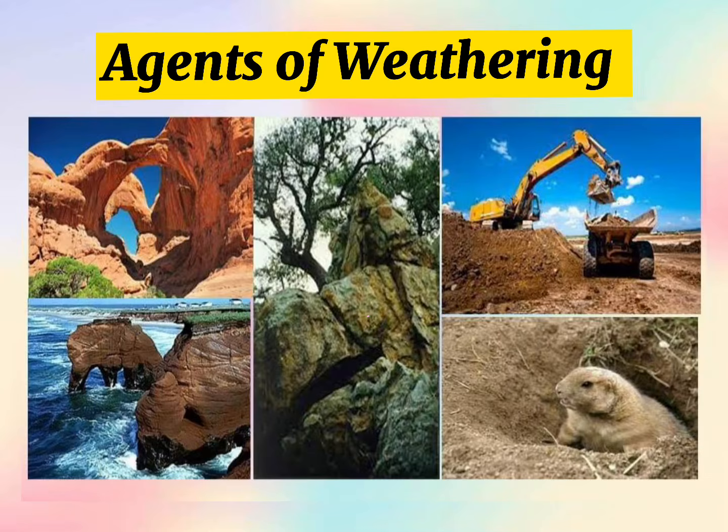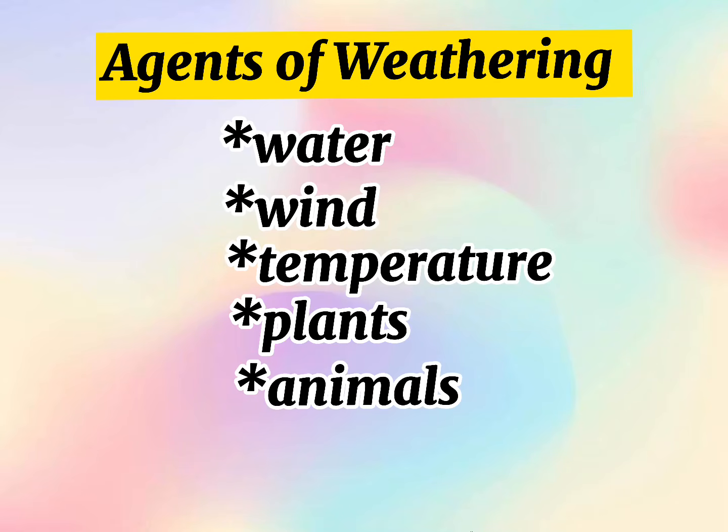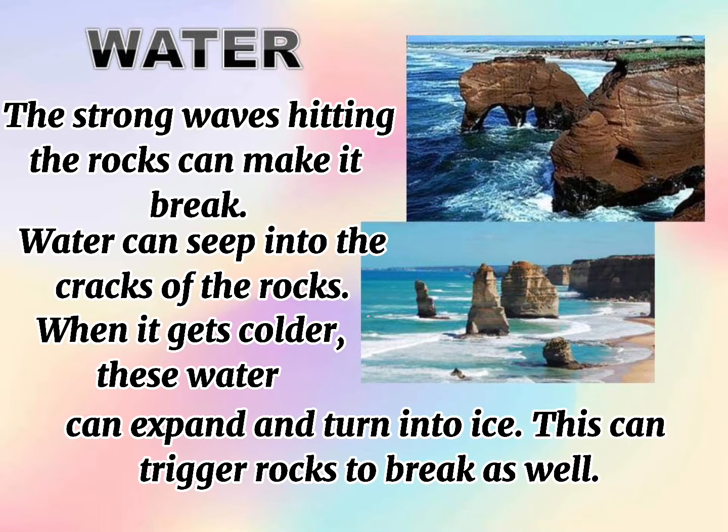Agents of weathering. The different agents of weathering include water, wind, temperature, plants, animals, and people. They cause rocks to break into pieces. Water. Water can break rocks in different ways. The strong waves hitting the rocks can make them break. Water can seep into thick cracks of the rocks. When it gets colder, this water can expand and turn into ice. This can trigger rocks to break as well.